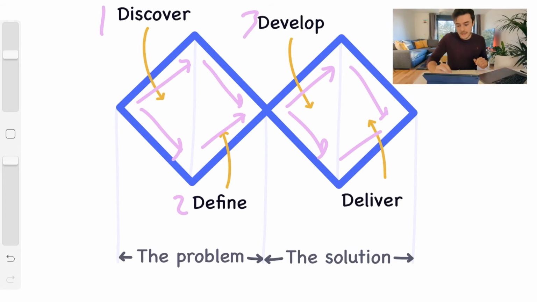And finally, we'll move into deliver, and we're going to finally diverge and deliver the solution that we think does the best job of solving that problem. But once we've delivered, that isn't the end of the process. So the double diamond is an iterative design process.